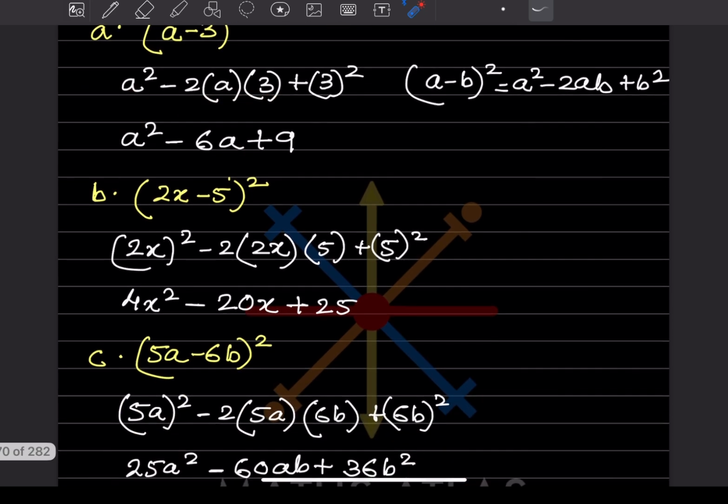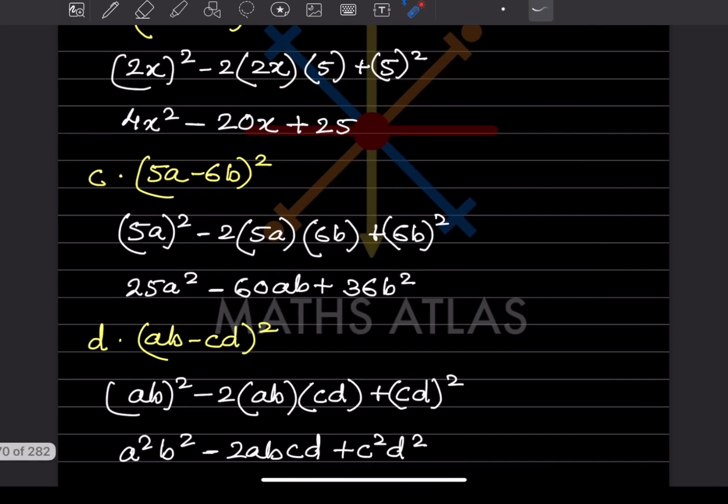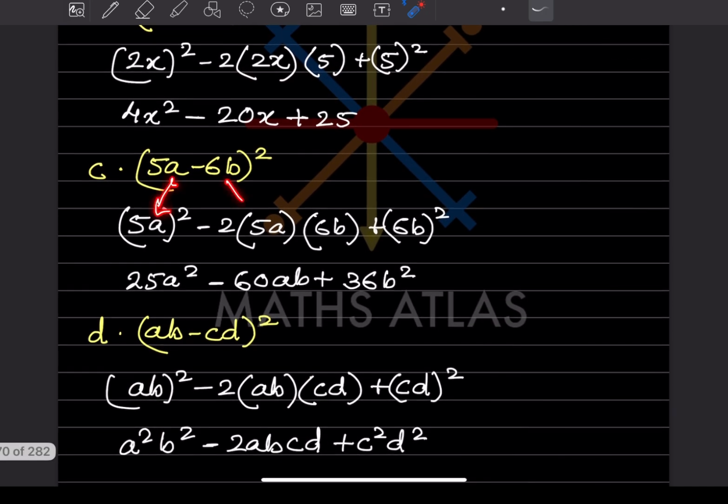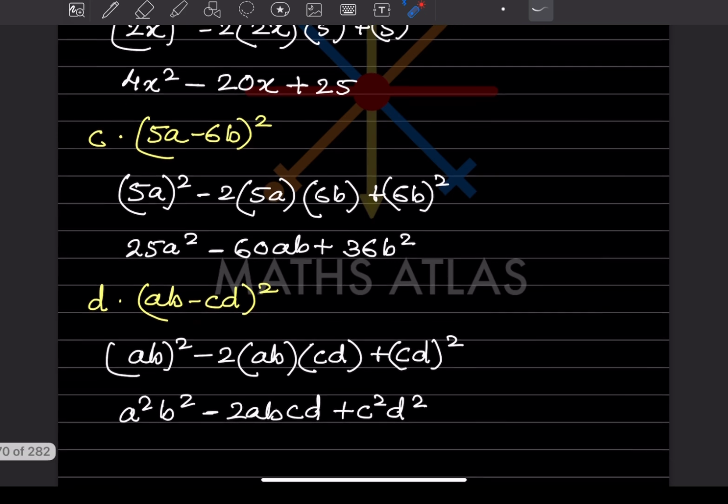Same here, 2x square. This will be a square minus 2ab, and this will be plus b square. So what will this one be? This is going to be 4x square. And then you multiply this together. That will be minus 20x, and this will be 25. Again, here the same. Here will be 2ab, and this is going to be 6b square. So this is the answer for this.